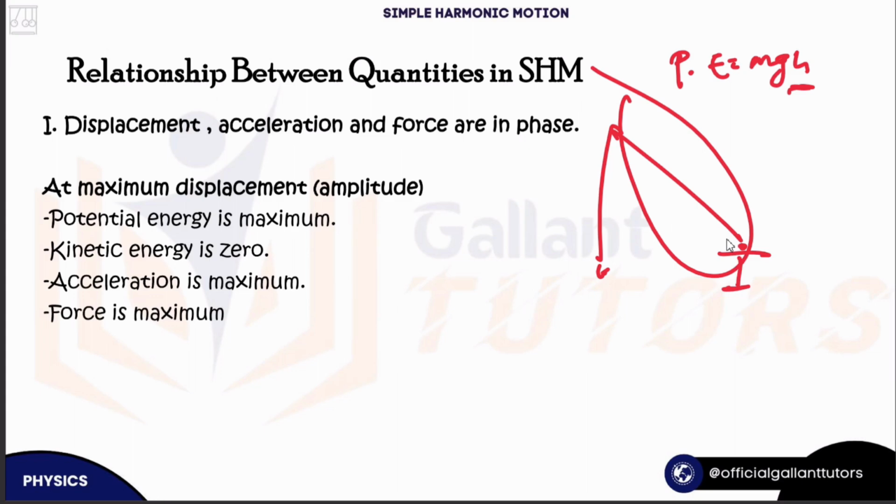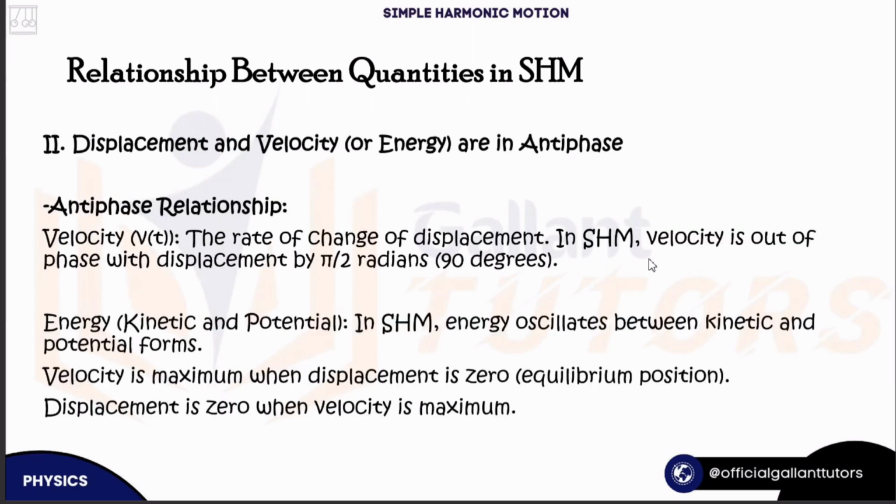So at maximum displacement, potential energy is maximum, but kinetic energy is zero. Kinetic energy is only greatest at this particular point. Is that very clear? Now acceleration is maximum at the displacement too. Force is also maximum. Now to the second scenario, displacement and velocity are in antiphase. Now velocity, which refers to the change of displacement, in simple harmonic motion, velocity is out of phase with displacement by 90 degrees. Please, this is an exam question, don't forget.